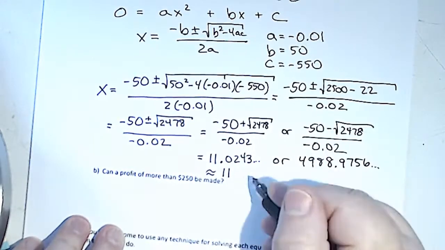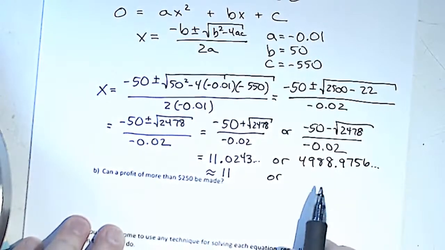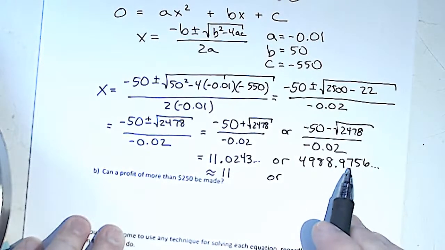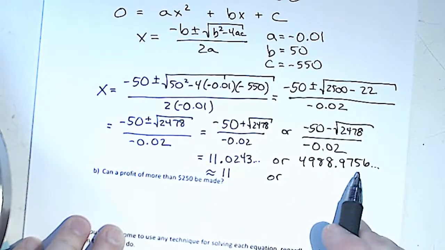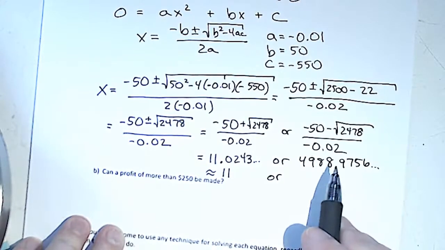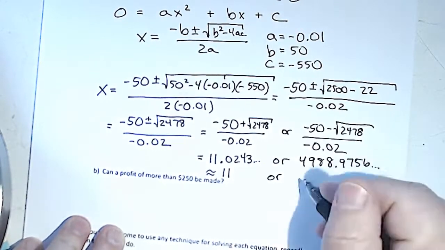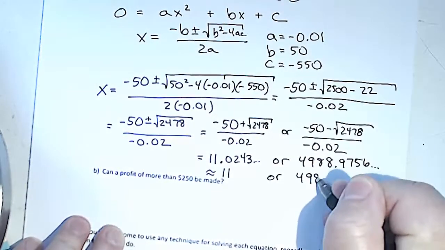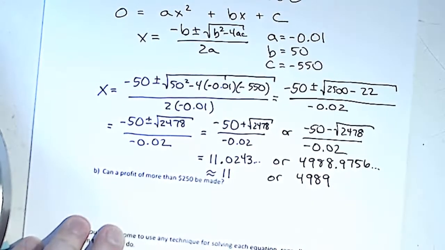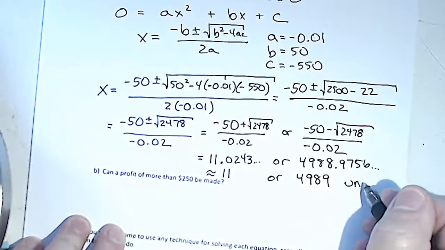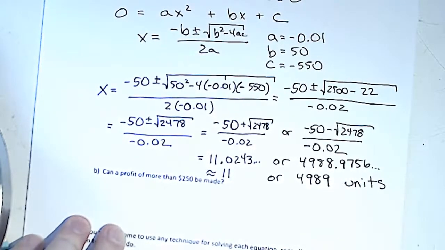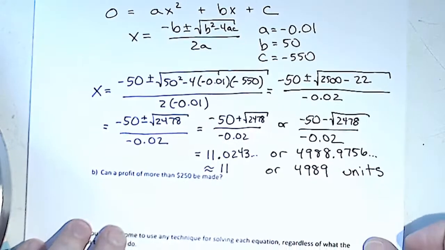But on the second one, the second answer we got, this one is 4988.9756. That seems pretty heavily weighted. If I look to the nearest unit, the next number is 9, so I'm going to round up. So I'm going to get 4989. Okay, so I've got two possible answers. And let's talk, as a preview for the next section, about what is going on. How did we get two answers? Because with lines, we only got one answer.